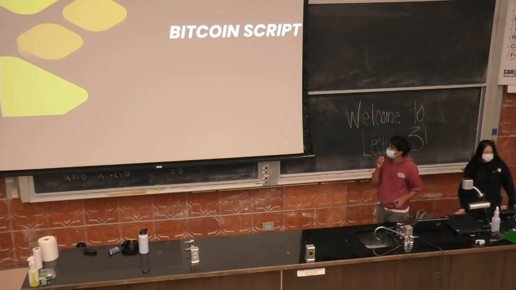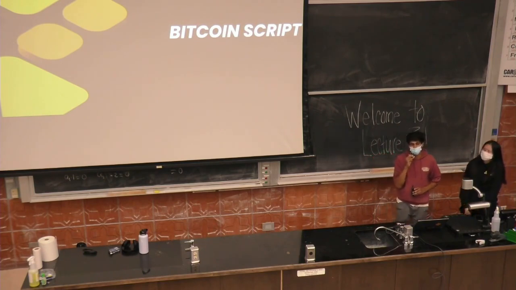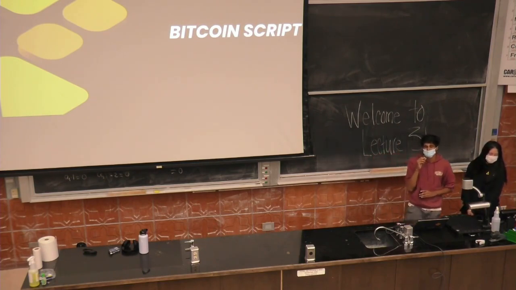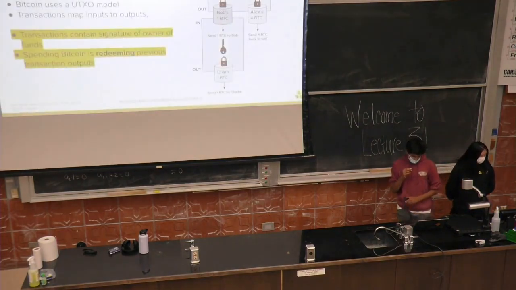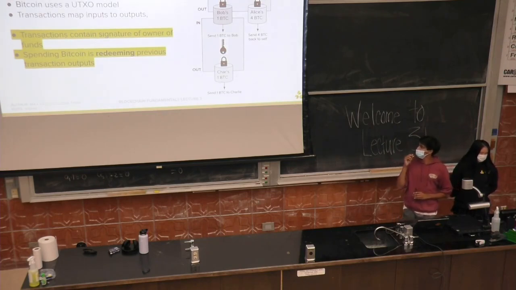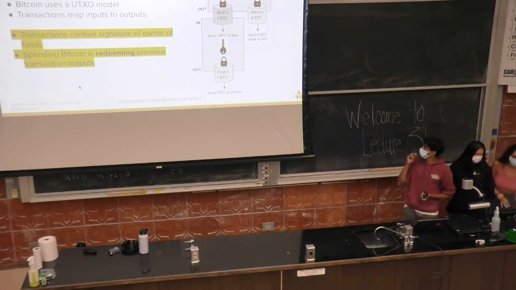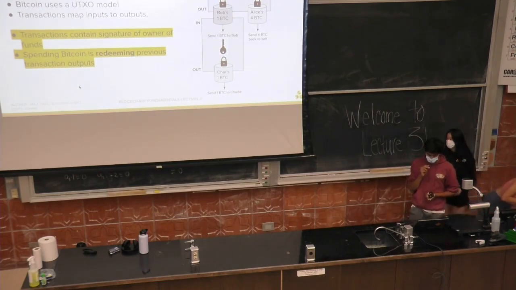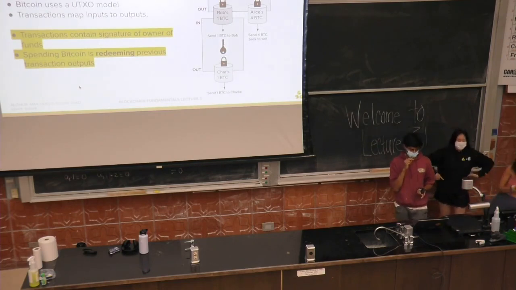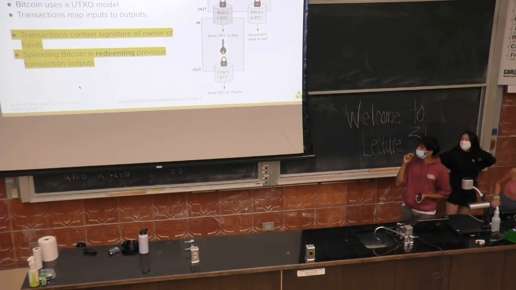Okay, and now for the last section today, we're going to talk about the Bitcoin script, which is the programming language for Bitcoin itself. A little bit about the Bitcoin script. I don't know if you guys remember from past weeks, but Bitcoin uses a UTXO model. So every time money is spent, the transaction's broken up entirely. And transactions map inputs to outputs. Transactions also contain the signature of the owner's funds, and spending Bitcoin is just redeeming the outputs of previous transactions and the new UTXOs that were created by them.